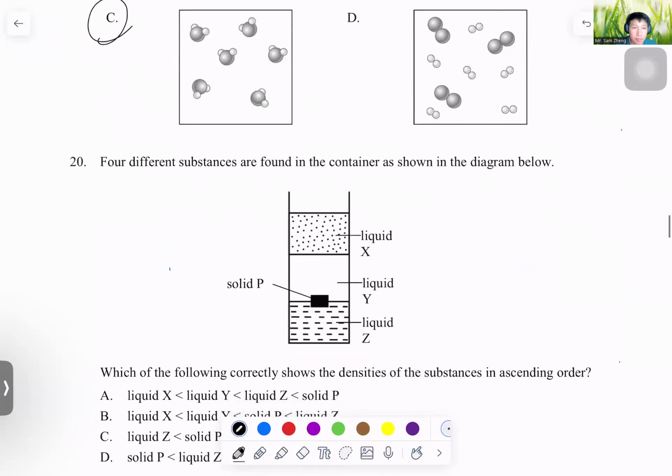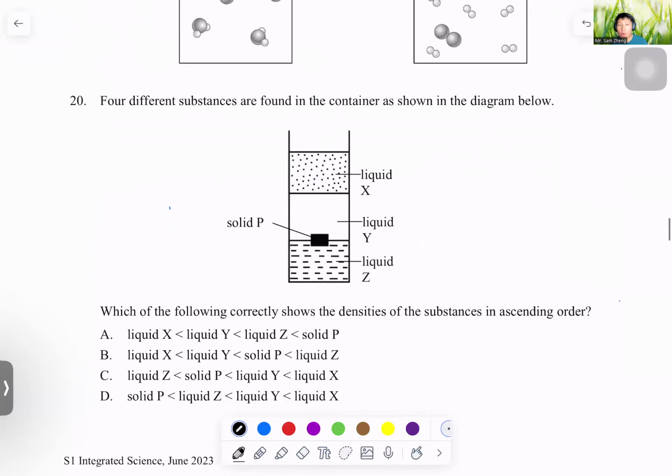Okay, so for question number 20, 4 different substances are found in the container as shown in the diagram below. So we can see that there are liquid X, liquid Y, and also liquid Z. And in between liquid Y and Z, there is solid P. We need to arrange the density of these items in ascending order. Ascending order means from smaller density, or the lower density, to a larger density.